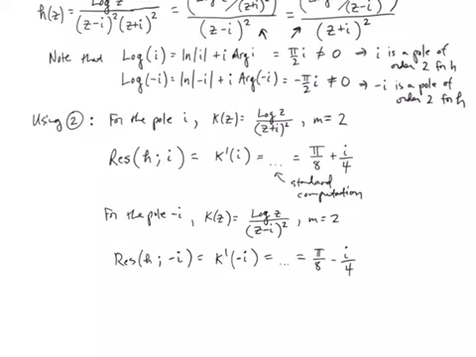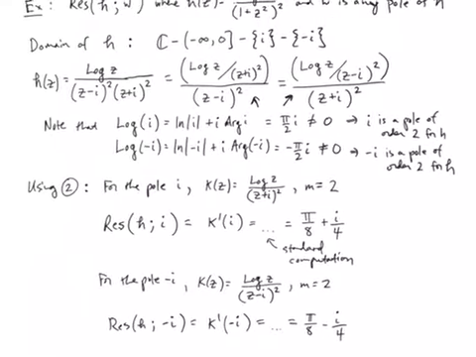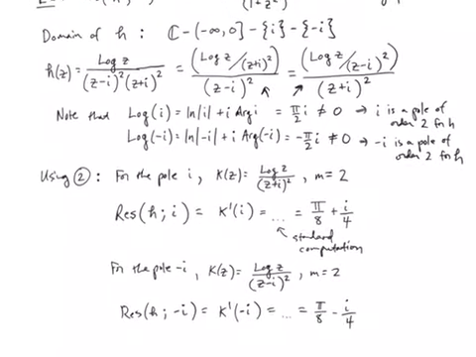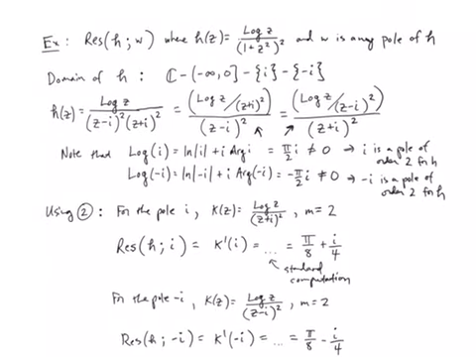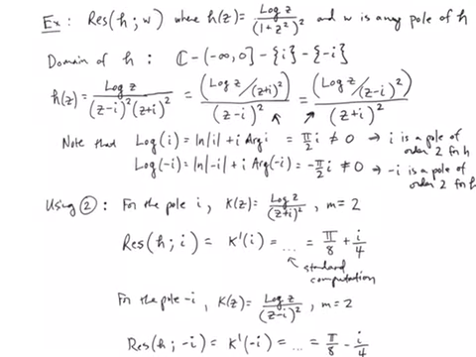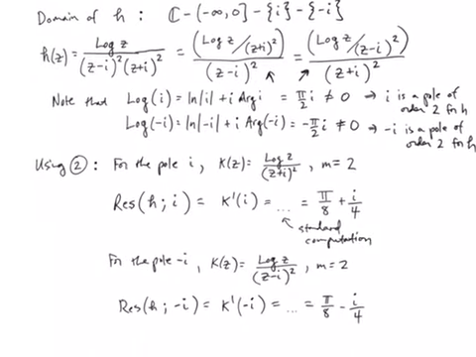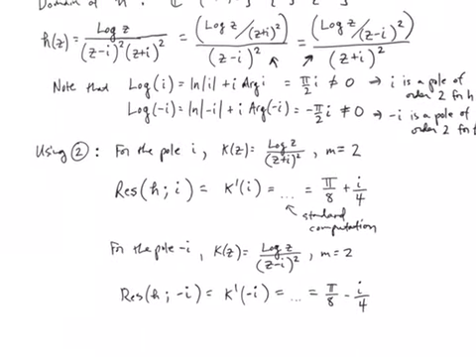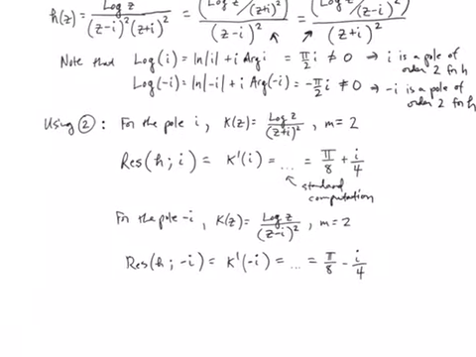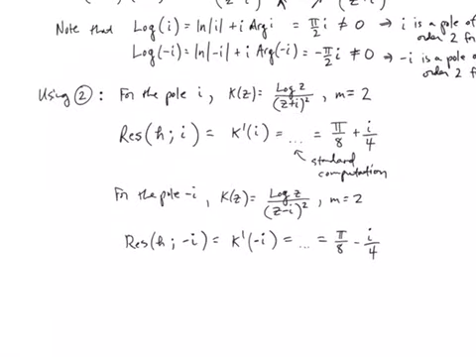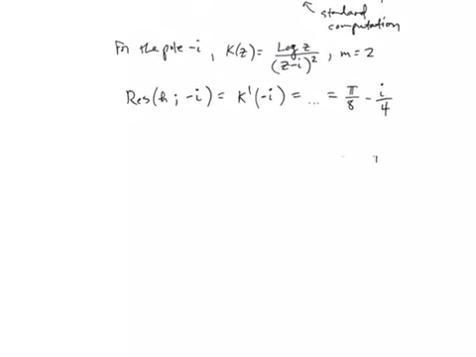All right, so those are the residues in that case. You see the basic game is to identify your poles, and then you try to write your function as an analytic function divided by z minus pole to the m. All right. And I think maybe one more example to make sure we're okay with this.